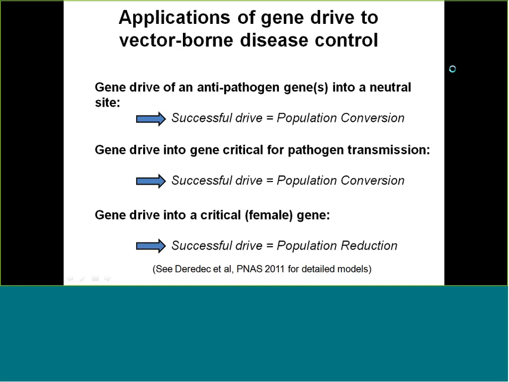And then finally, you could use gene drive to disrupt a gene that's important for either both male and female development or existence, or just female development, and end up with only males. And these are your population reduction or suppression strategies to try to reduce the breeding population and hence reduce transmission.